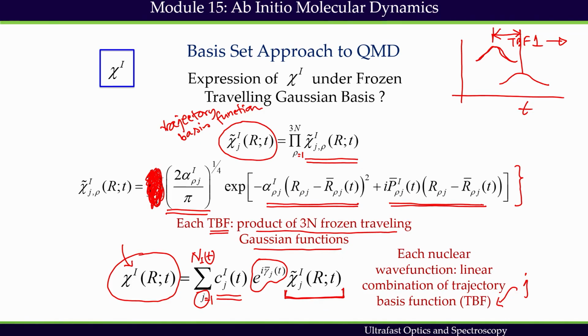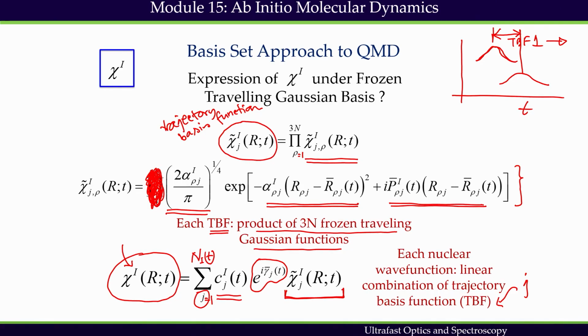the ab initio multiple spawning method, where we can spawn or generate a new trajectory basis function as it is needed when the non-adiabatic coupling is very high. We'll show you what it means very soon. So N_I(t) shows the number of nuclear basis functions on electronic state I at time t. N_I(t) is allowed to change during propagation. This gives birth to spawning, which will be discussed soon.